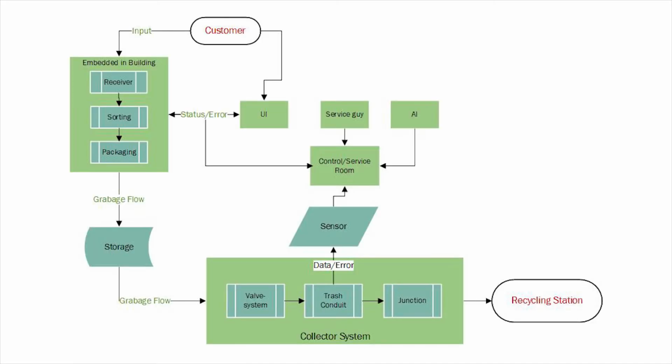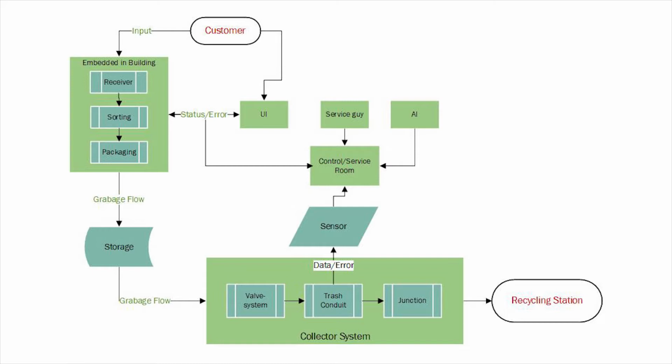Internals. This model shows the internals of our system. We can see the users on top that feeds the receiver with garbage. The user communicates with the system via a user interface. The input, garbage, then gets sorted and is transported to a storage unit. Further, the garbage travels to the collector system.